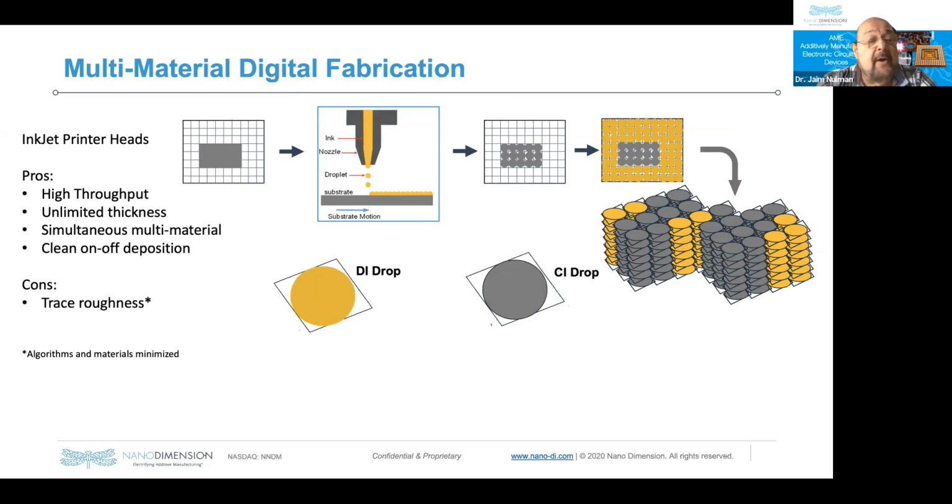So the process is high throughput, unlimited thickness, simultaneous multi-material, and it's a clean on and off deposition, because you control these nozzles very effectively and very fast, since it is basically drop on demand. The cons could be the trace roughness. However, the suppliers of ink-based equipment are working on algorithms and materials to minimize this and hopefully eliminate that effect.